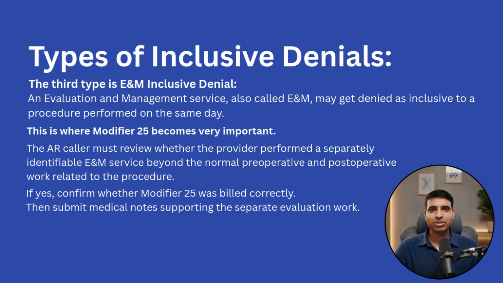The AR caller must review whether the provider performed a separately identifiable E&M service beyond the normal preoperative and postoperative work related to the procedure. If yes, confirm whether modifier 25 was billed correctly. Then submit medical notes supporting the separate evaluation work. If the documentation only supports routine procedure related work, then the denial is usually valid.